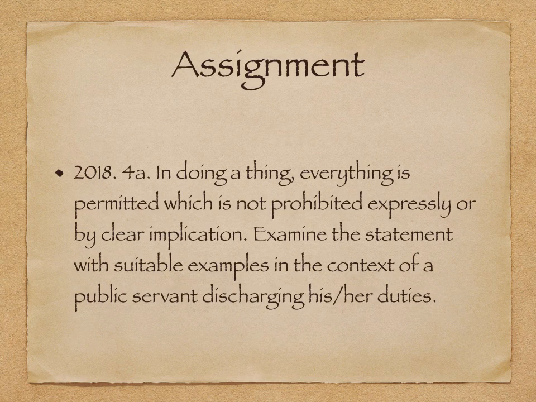So next assignment is question number 2018 4A. UPSC has asked: in doing a thing, everything is permitted which is not prohibited expressly or by clear implication. Examine the statement with suitable examples in the context of a public servant discharging his or her duties, right? So see, this is one of the questions in which you could see that in earlier questions in 2014-15, they used to explicitly ask the difference between law and ethics and things like that. But over the years, UPSC has evolved its question pattern as well. You need to identify from which topic they are asking.